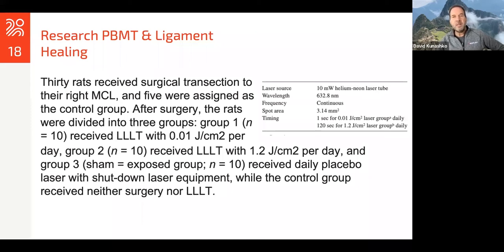Now, red you can get away with treating in rats and small animals because these are really small things you're treating, so that light will penetrate into the bone. And you can see here they treated them daily anywhere from 1 second, which would give you 0.01 joules, which isn't very much, and then 120 seconds giving you 1.2 joules per centimeter squared, by the way.